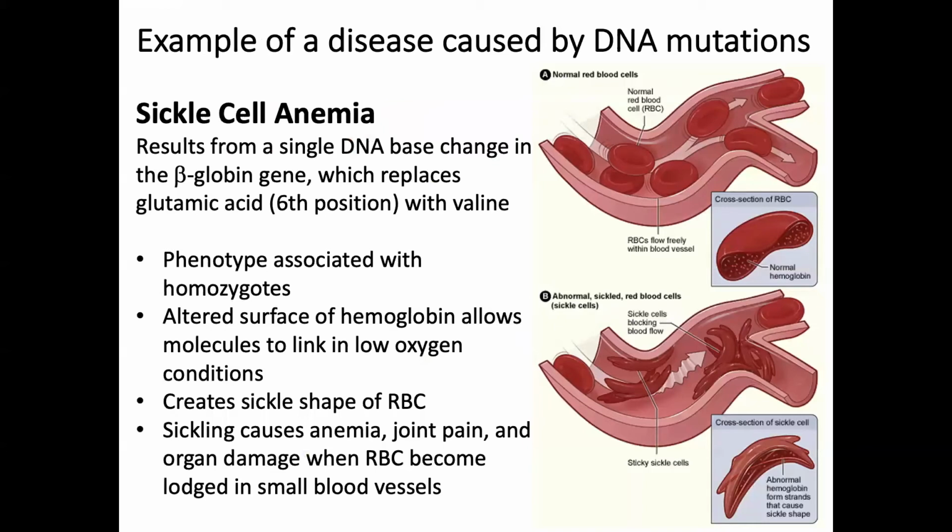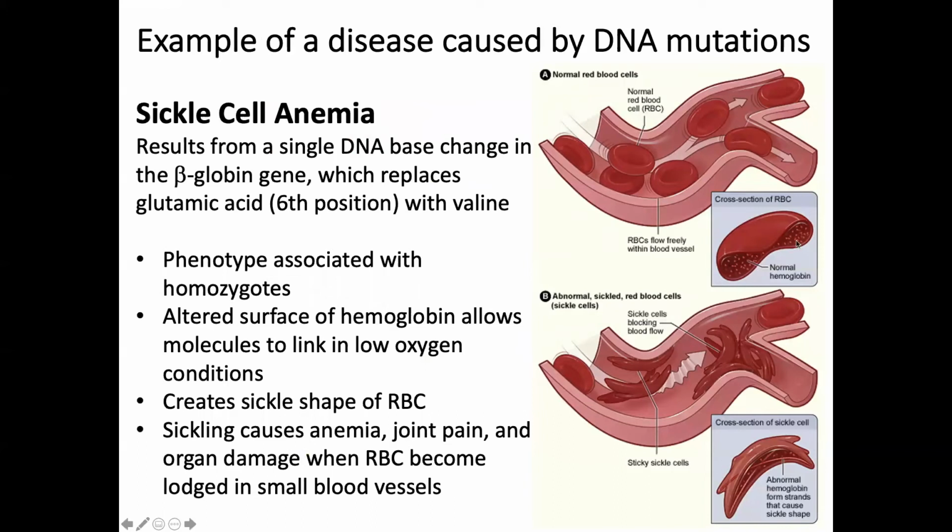So I'll give you an example of how DNA mutation is linked to genetic disease, okay? You have probably all heard of sickle cell anemia. In this disease, the shape of the red blood cell looks like a sickle.